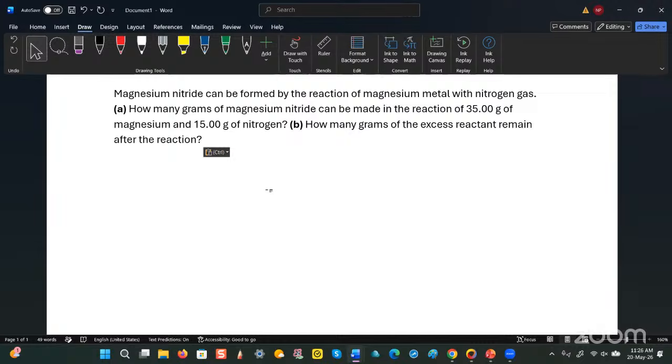All right, so what's the first thing you need to do? The balanced equation. Okay, so based on the information provided, what would be the formula for the reactants, based on magnesium and nitrogen? So the formula for magnesium is what? Mg. And what's the formula for nitrogen? N2, very important.